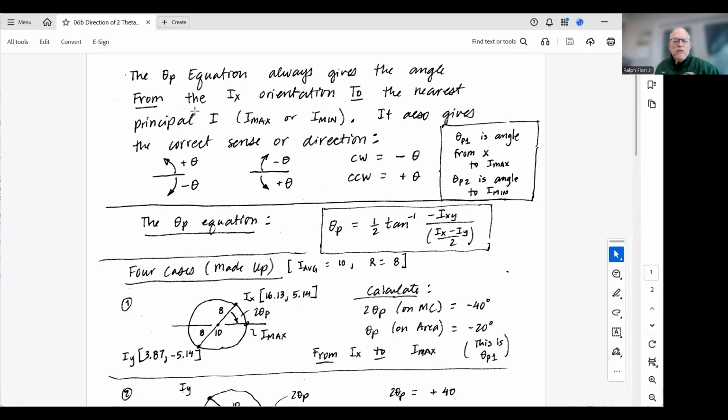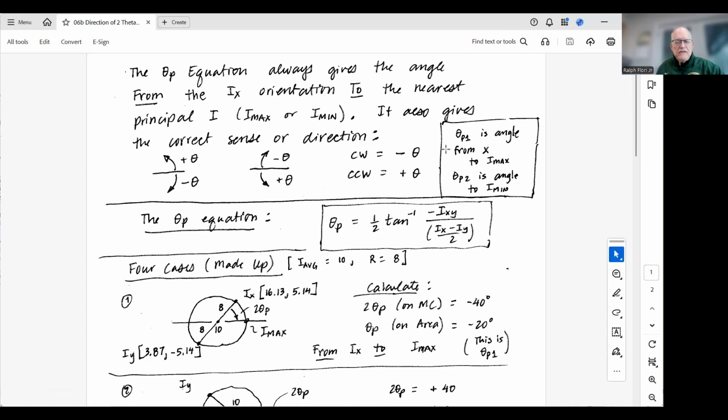So again, the theta p equation, if you use it properly, it always gives the angle from the Ix orientation to the nearest principal I, whether it's Imax or Imin. And the equation also gives the correct sense or direction. And so remember on Mohr circle, positive theta is counterclockwise, negative theta is clockwise.